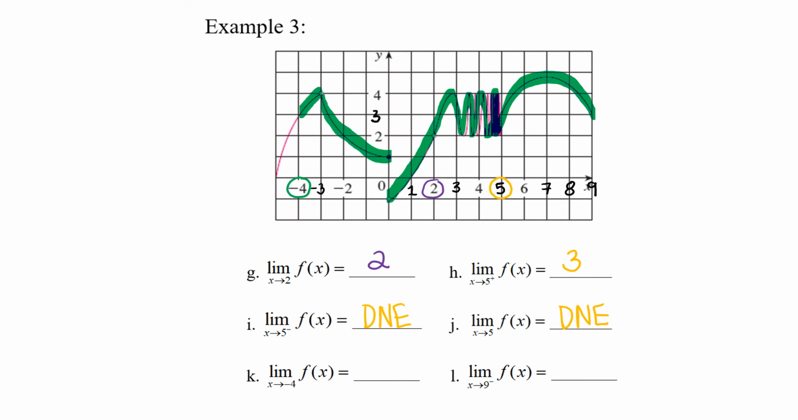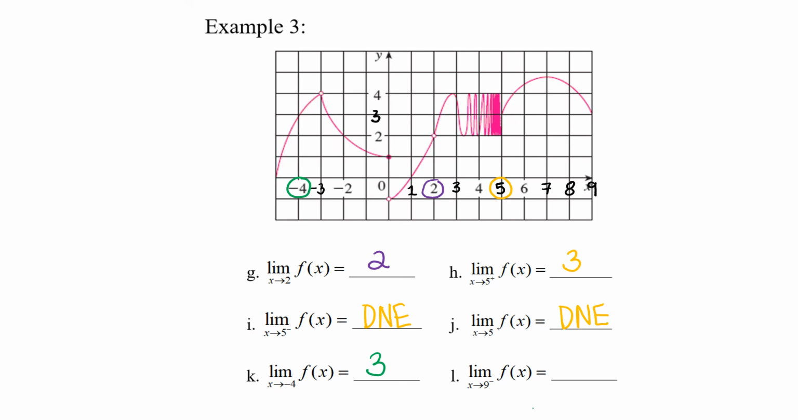Now let's take a look at our left-hand limit. As x approaches -4 from the left, it appears that y is approaching 3. And since our left and right-hand limits are equivalent, our overall limit as x approaches -4 is also equal to 3.